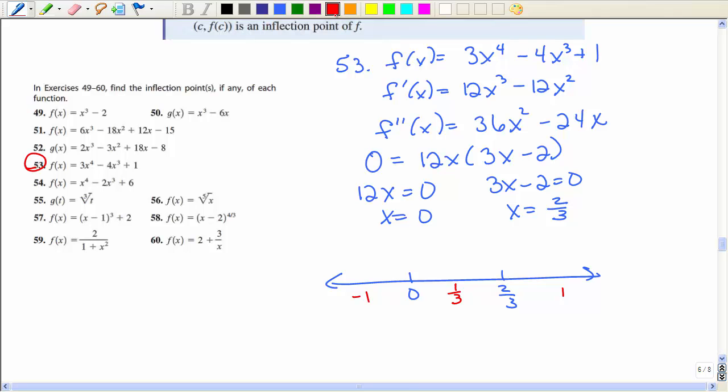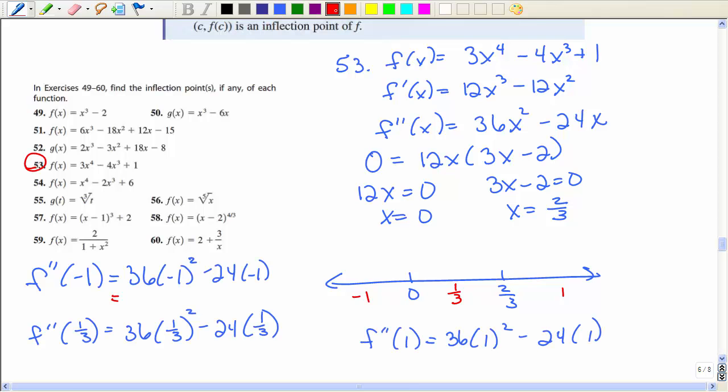Now don't panic. Again, you don't have to do the actual arithmetic. You do get to use a calculator. You just need to know, is it positive or negative? And so we're going to evaluate the second derivative at those numbers. So this first one's going to yield positive 36 plus 24, so that's going to be positive, I think, 60. So that's definitely going to be concave up.